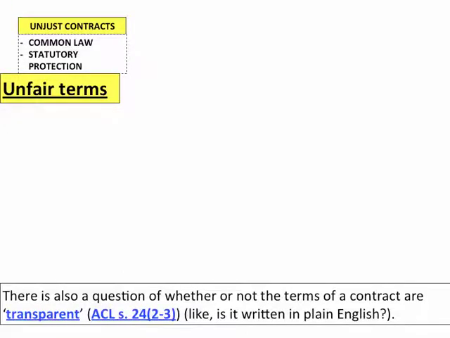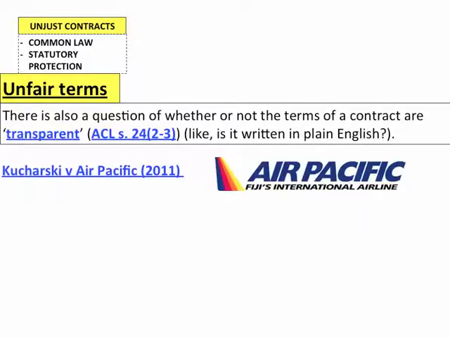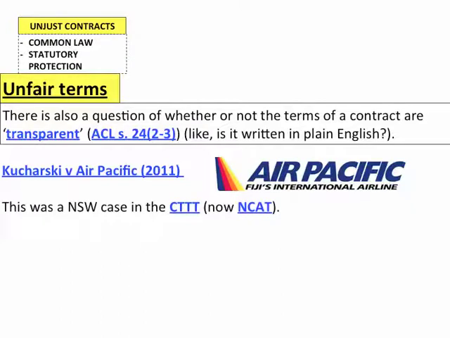Well, that's what we're going to look at here. There was a case, Kaczarski and Air Pacific. So Air Pacific, Fiji's international airline, probably flies to Australia. So this case was a New South Wales case, right? So remember, the same thing applies. Australian consumer law still applies.